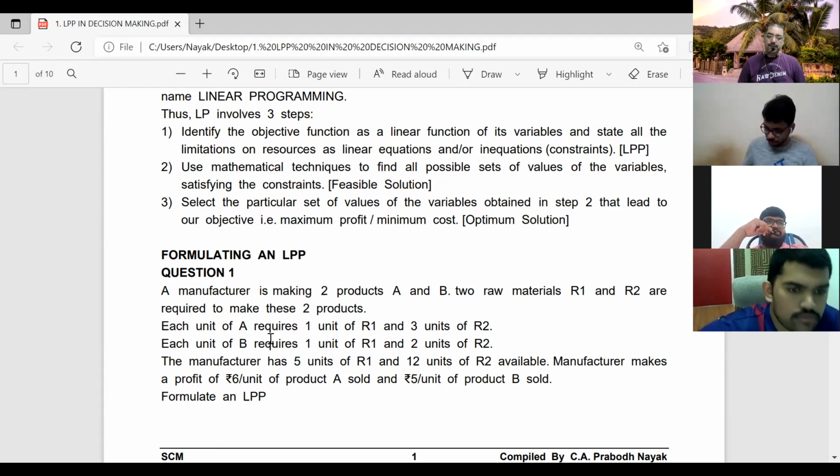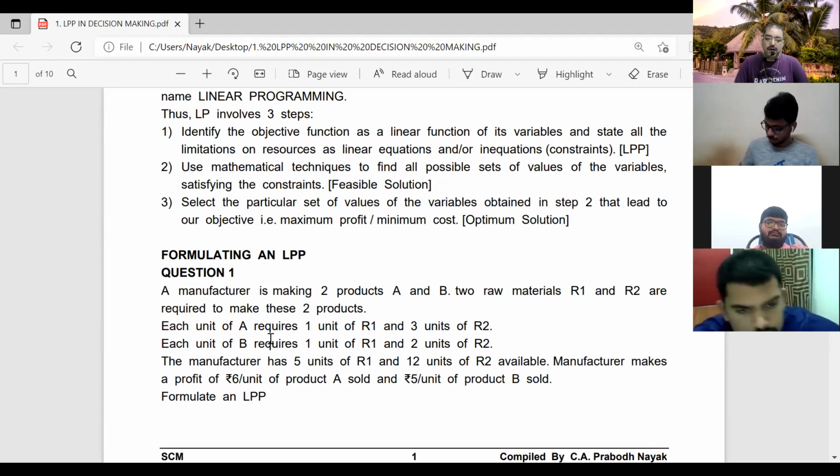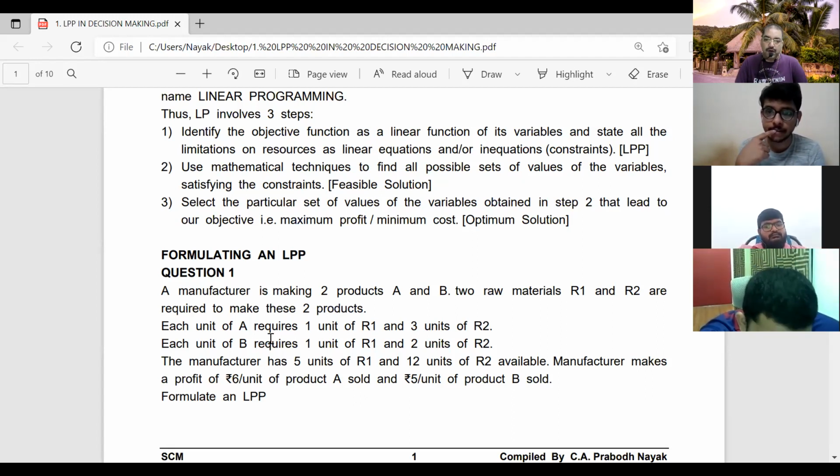Let us come to the question. First question, question number 1. A manufacturer is making two products A and B. Two raw materials R1 and R2 are required to make these two products. Each unit of A requires 1 unit of R1 and 3 units of R2, and each unit of B requires 1 unit of R1 and 2 units of R2. The manufacturer has 5 units of R1 and 12 units of R2 available.